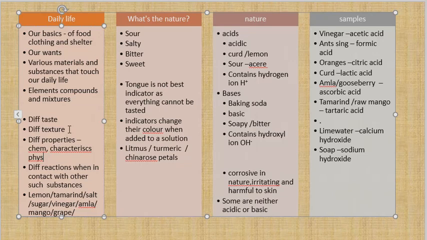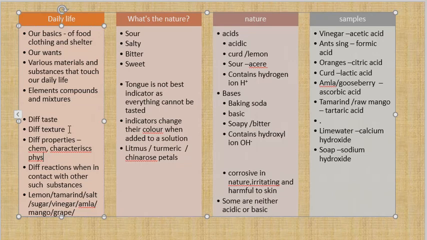This lesson is about acids, bases, and salts. What are acids? Acids are something that are acidic. Curd, lemon, etc. are acidic. They have a sour taste. The word acid comes from the Latin acere, and they contain the hydrogen ion, H plus.